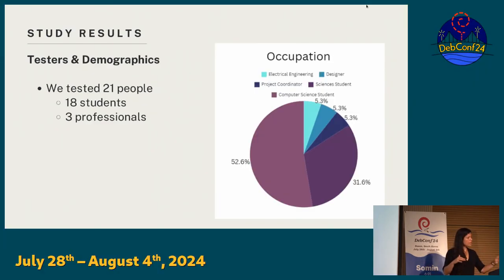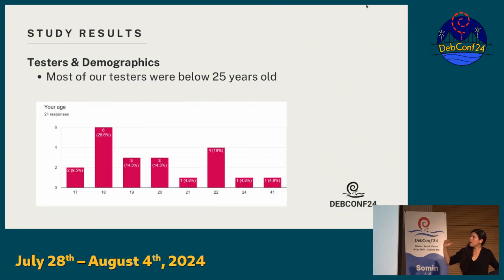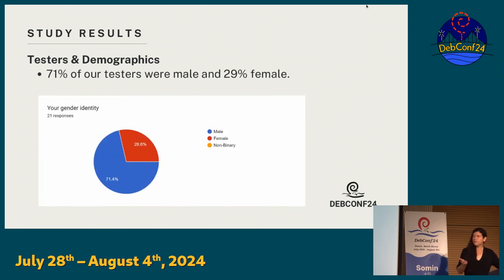So I will go quickly on demographics. Basically, who did our studies, who were the volunteer testers? 21 people, 18 students and 3 professionals. Age, most of them under 25 years old. So you see 24 is here. There's only one 41-year-old.